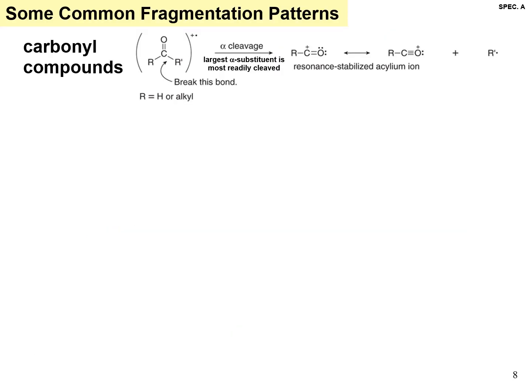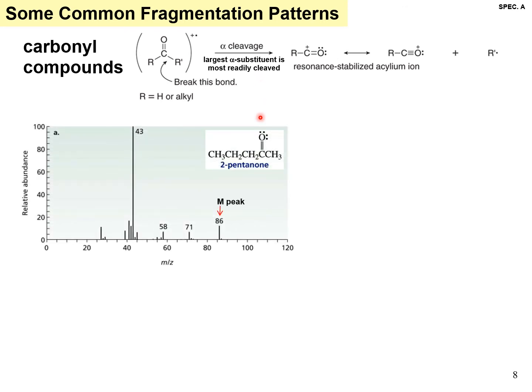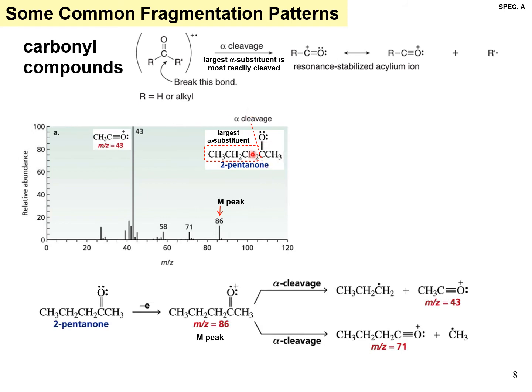In the case of ketones, alpha cleavage is also predominant, and once again, the largest alpha substituent is most readily cleaved, and that can be seen in the spectrum of 2-pentanone. This is the M peak, which is the molecular weight of 2-pentanone. You can see that alpha cleavage, where the largest substituent is lost, gives you the base peak of 43 with loss of propyl. Also present is alpha cleavage with the smaller group being lost, and you have M-15.